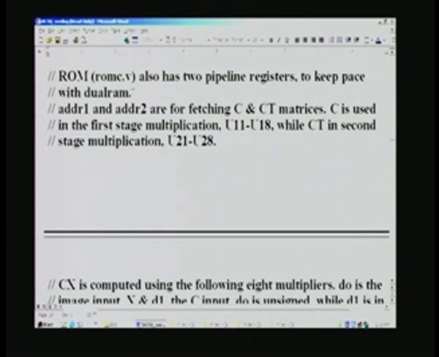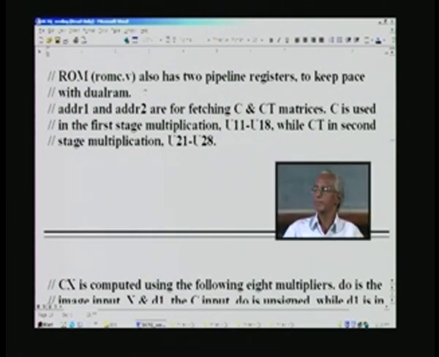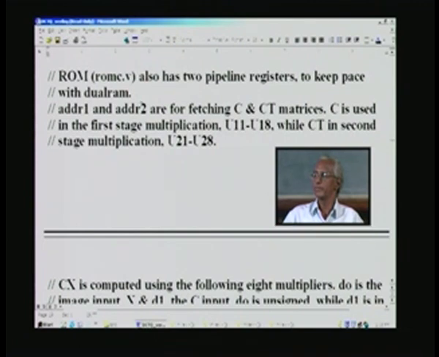Here ROM, that is ROM C dot B, which is one of the submodules for realizing the CCT ROM, also has 2 pipeline registers to keep pace with the dual RAM. So we have to evaluate Cx. Unless the ROM which has the C content and the dual RAM which has the X content keep pace with each other, you will not get any meaningful result. Therefore the pipeline registers have been increased to 2, although only 1 is required here, just to keep in step with the dual RAM. Address 1 and address 2 are for fetching the C and CT matrices.